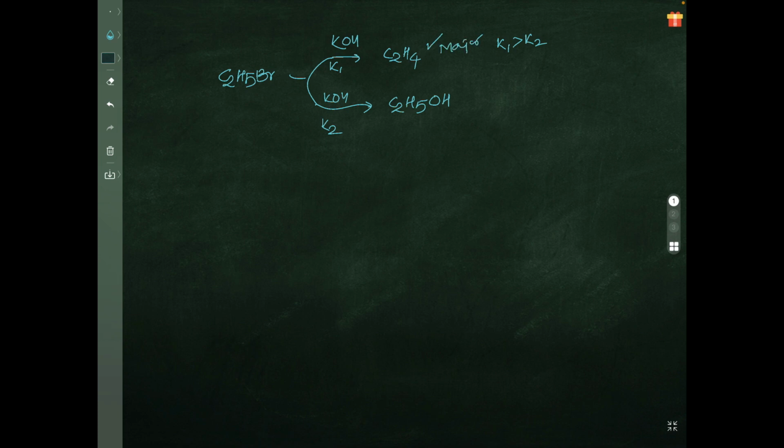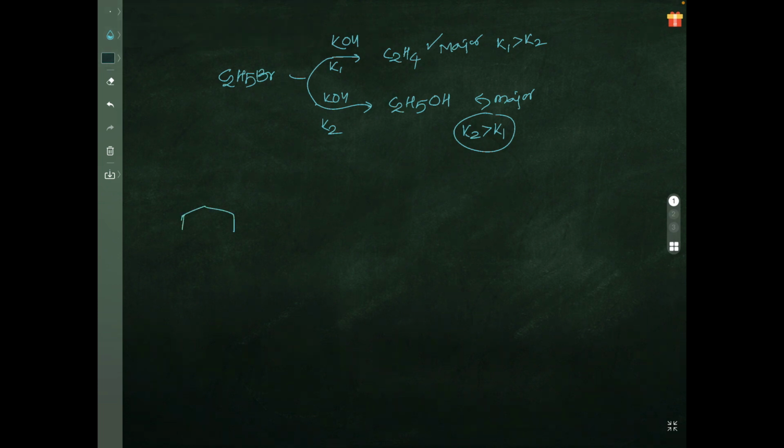Let's see some examples. We know C2H5Br, ethyl bromide, when treated with KOH, there is a possibility of getting the elimination product. At the same time, there is a possibility of getting the substitution product. If it is K1 and this is K2. If K1 is greater than K2, it means this is the major product. If K2 is greater than K1, then this is the major product. Depends.